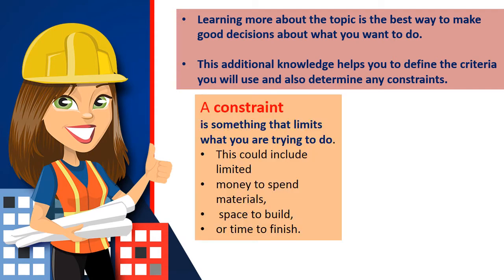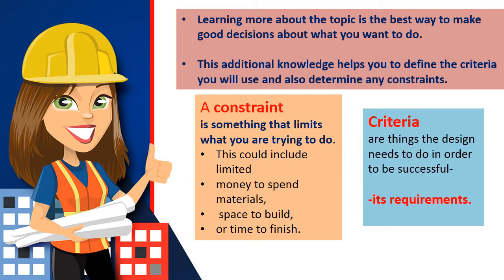And that will take us to the question of what is a constraint. Very easy. A constraint is something that limits, that stops what you are trying to do. You have good ideas, you want to do this one, but there are some things that can be like problems that might stop you. We call them constraints. Example, money to spend. If there's not enough money, materials, space to build, or time to finish, all these are constraints.